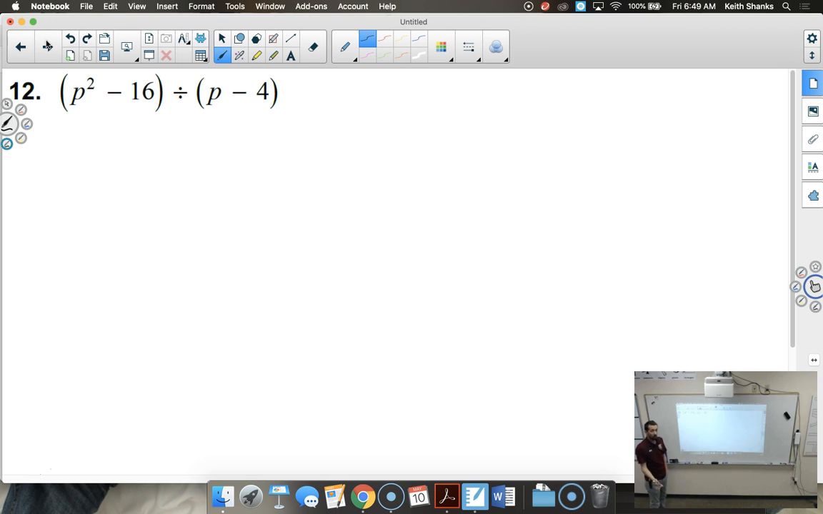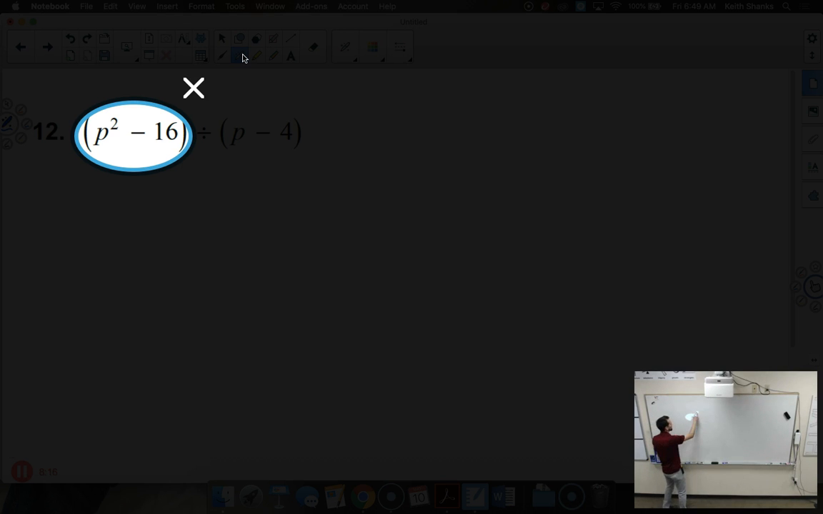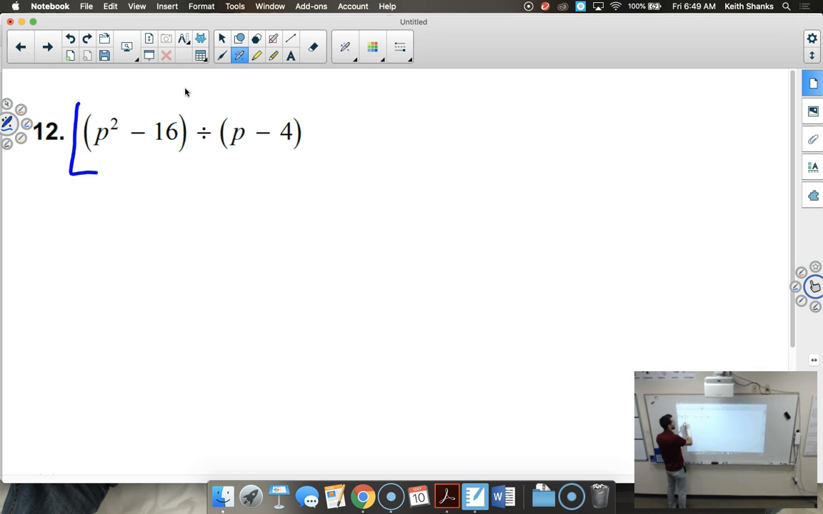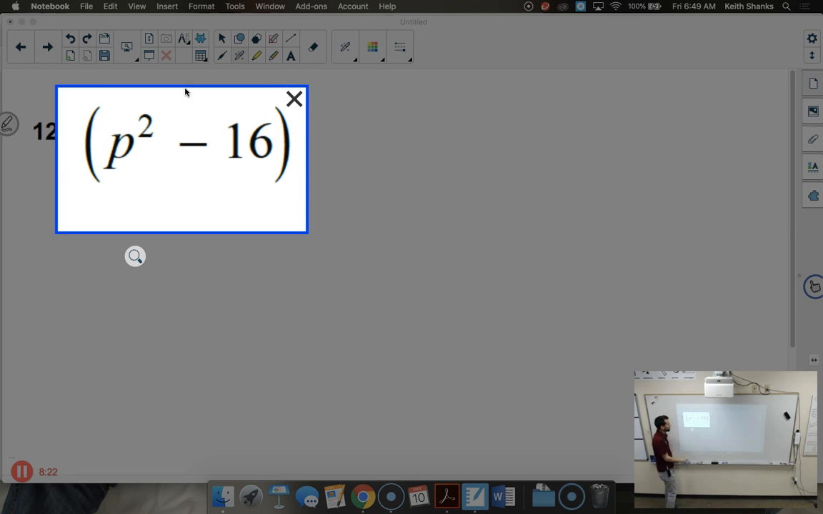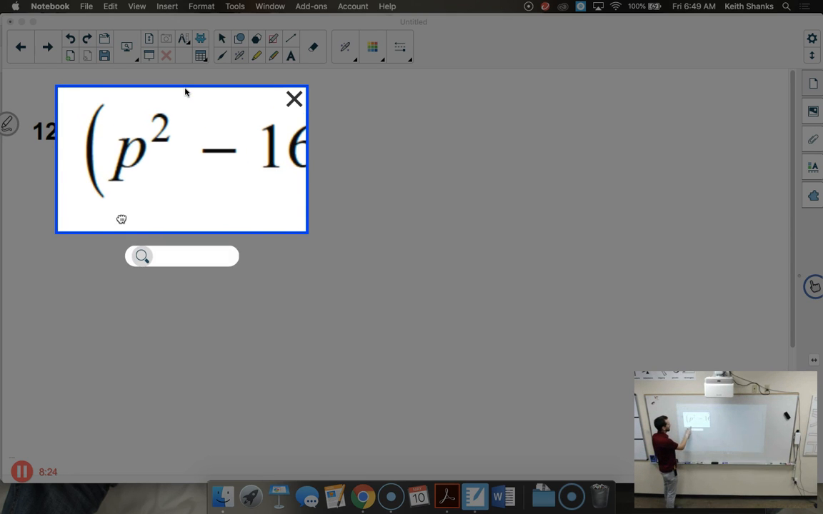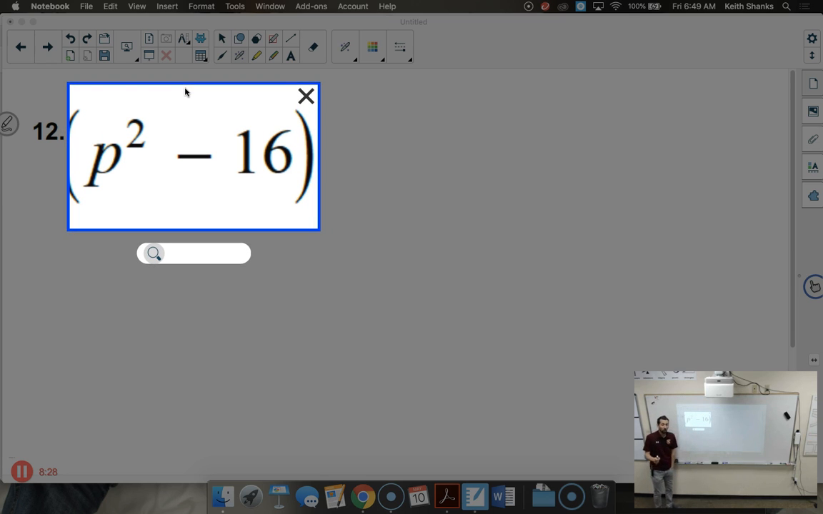All right. Number 12. So this one. This is one that I would really hope at this point that this looks really familiar to you. Let's blow it up. Make it bigger here. This is something you guys should be very familiar with, and I want to make sure as much as possible that we recognize that this is like a perfect square.